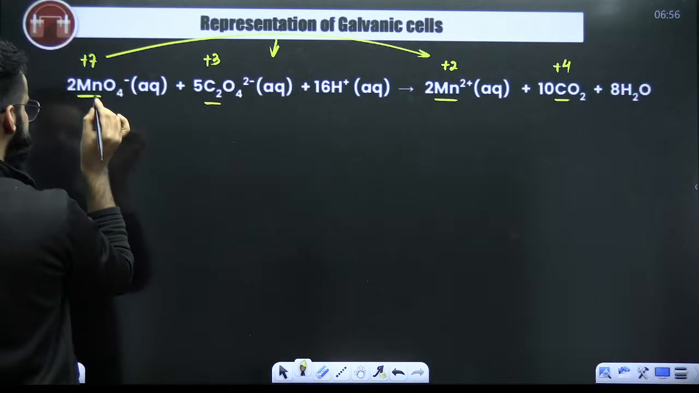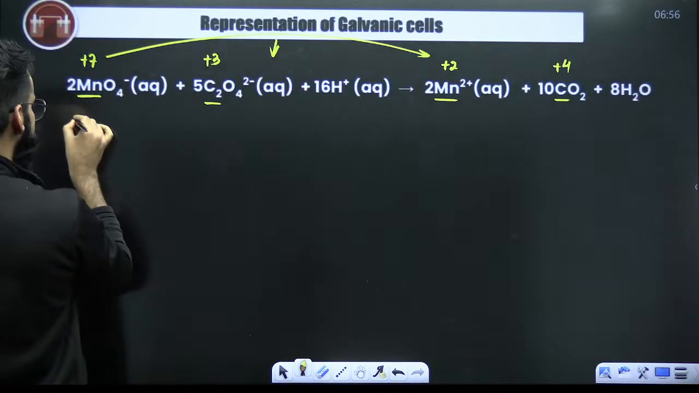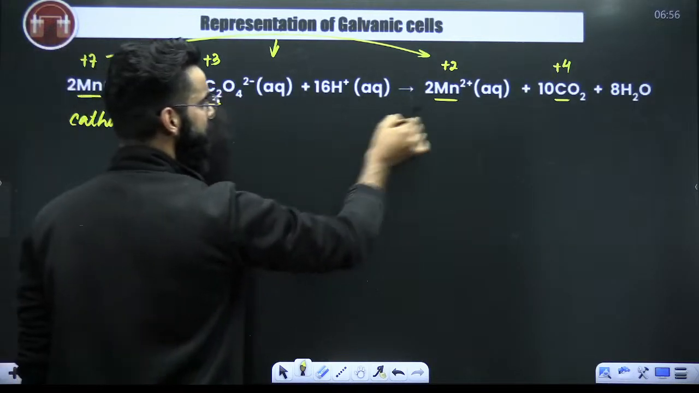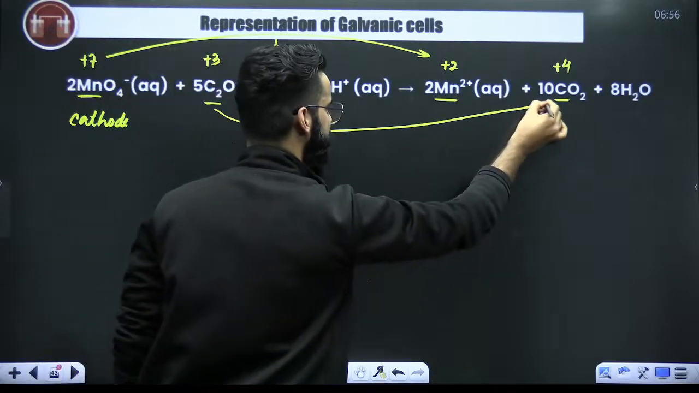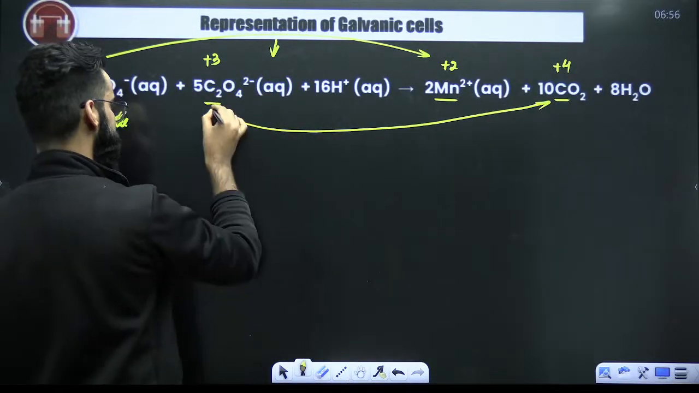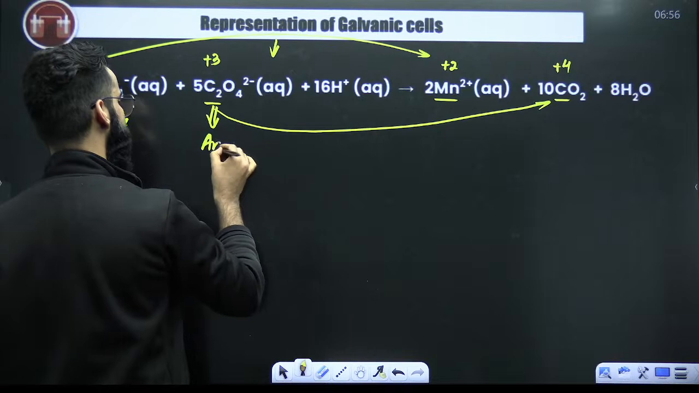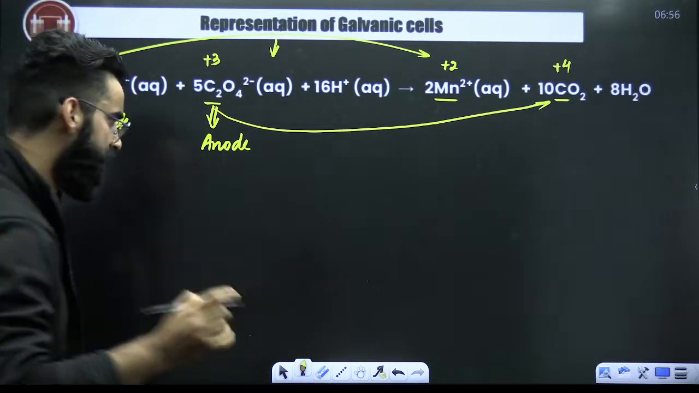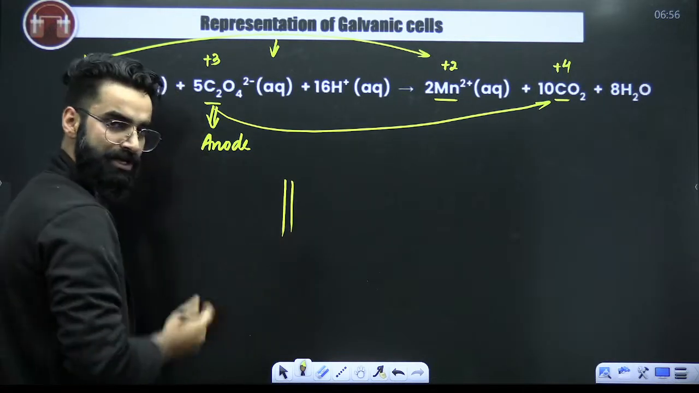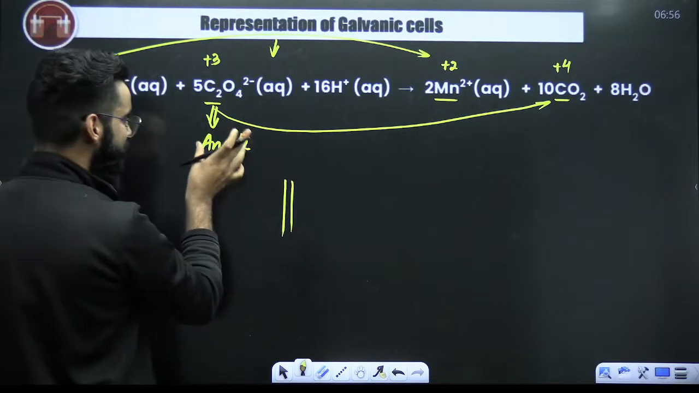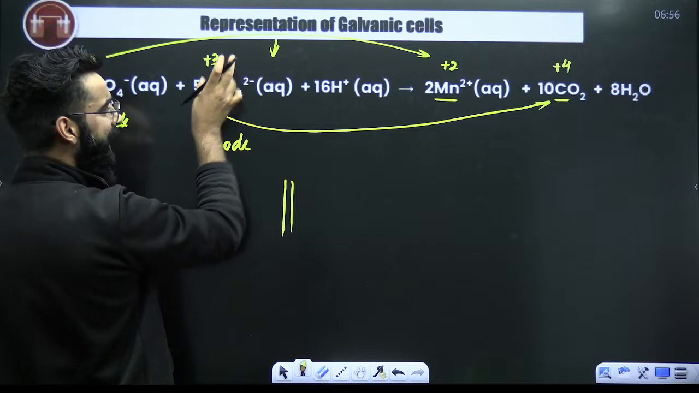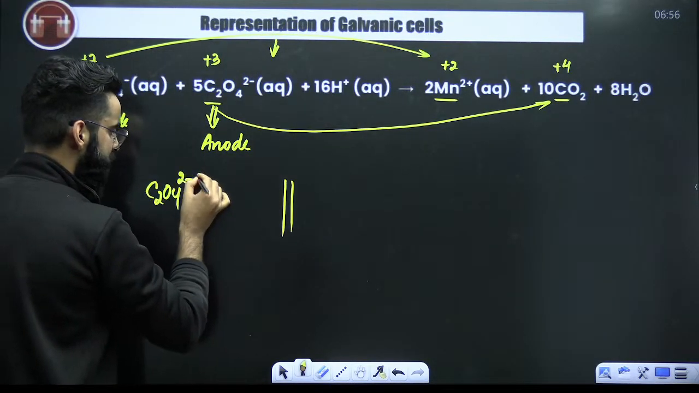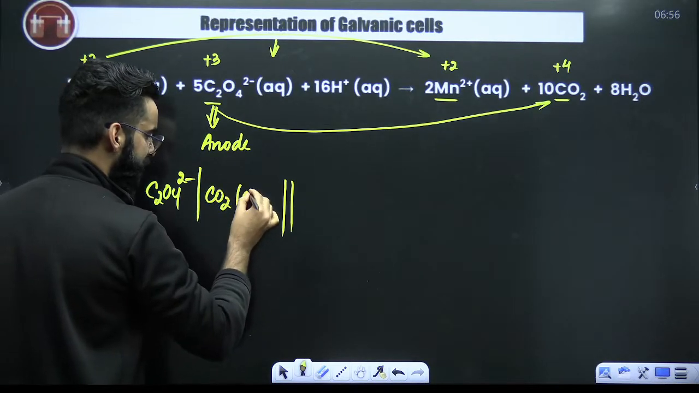Decrease in the oxidation state is something which you call reduction. Reduction takes place at cathode. So this is going to be your cathode, right? Plus 3 to plus 4, increase in the oxidation state means oxidation. Oxidation takes place at anode. So you identified your anode and cathode. Now, use the two lines as a salt bridge. On the left side, try to write anode. And at anode, the oxalate ion, C2O4 di negative, is getting converted into carbon dioxide.